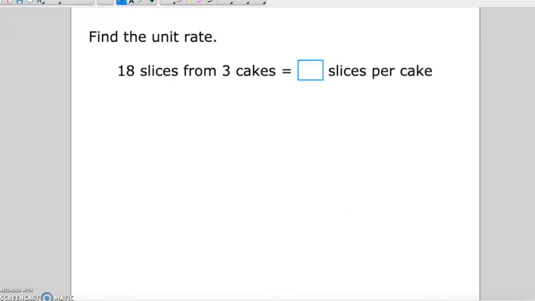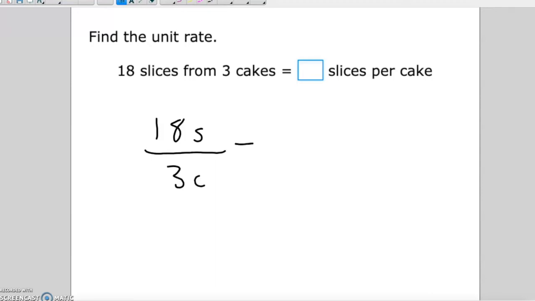Okay? I'll set you up on this one. This one's kind of like IXL. Actually, it is from IXL. Find the unit rate. 18 slices from 3 cakes equals blank slices per cake. So how do we set that up? Well, we have 18. I'm going to put an S for slices. For 3, C for cakes.